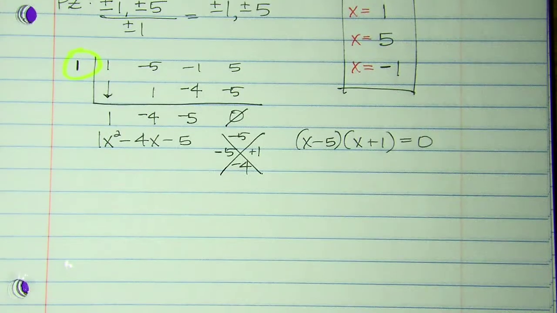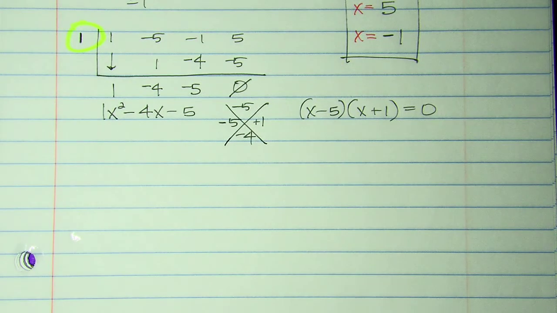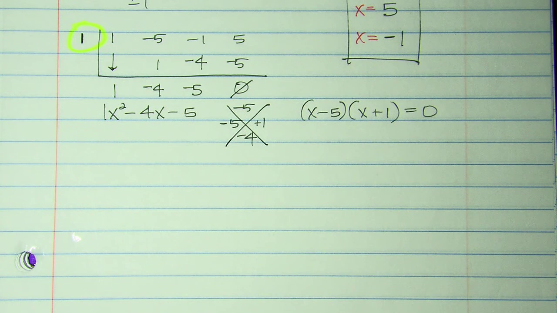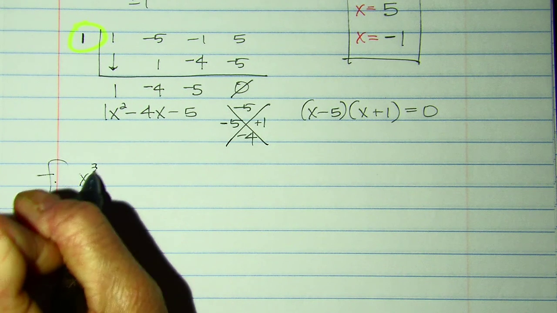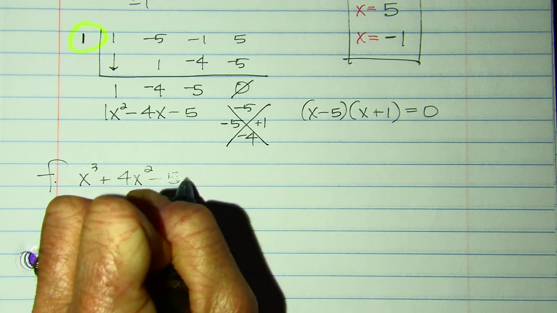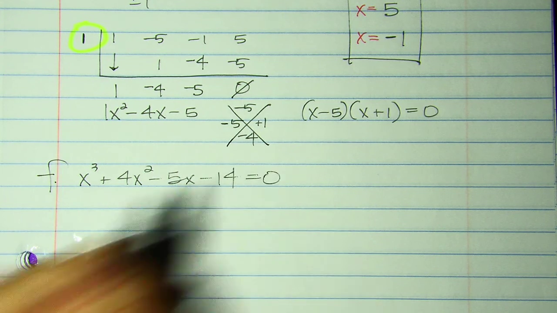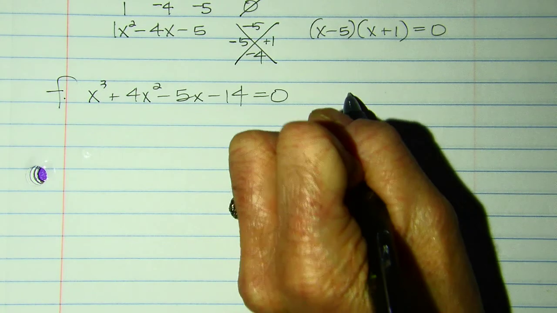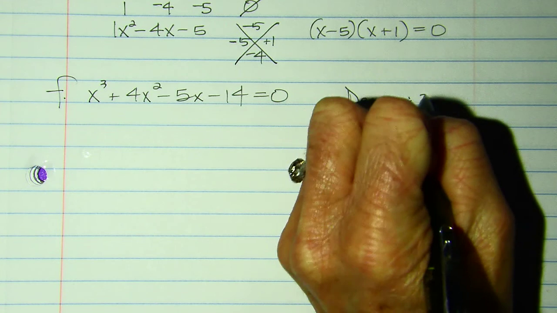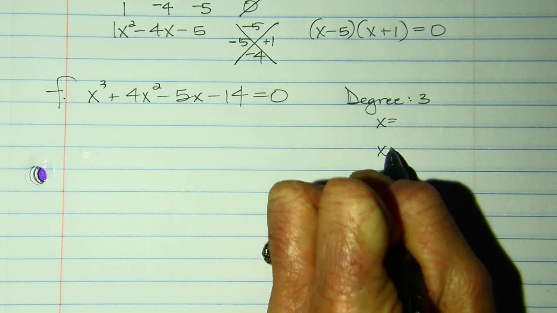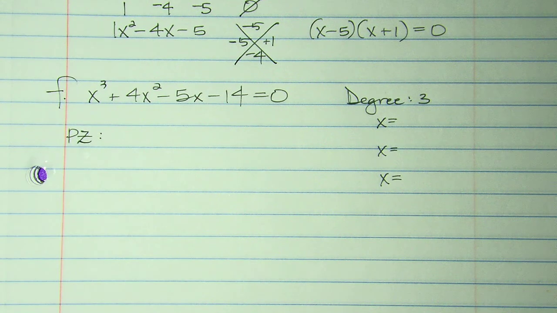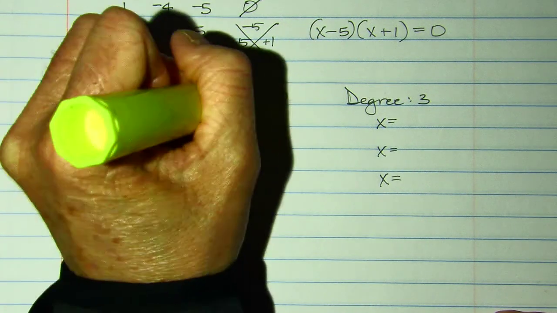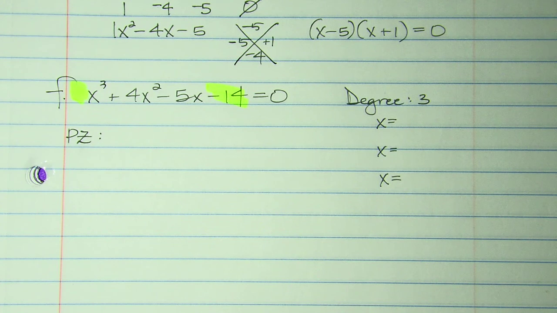Now, the next one. I am going to do 2 more examples. So x cubed plus 4x squared minus 5x minus 14 equals 0. All right, so again, I have a degree of 3. So I'm going to write my solutions and list my possible zeros, and I'm looking at the last number. The first number is 1, so I don't need to worry about it.